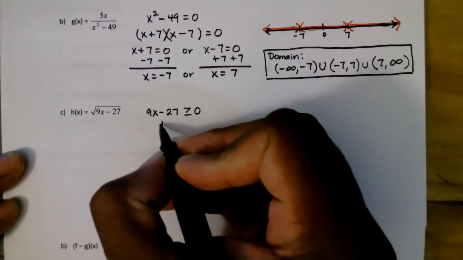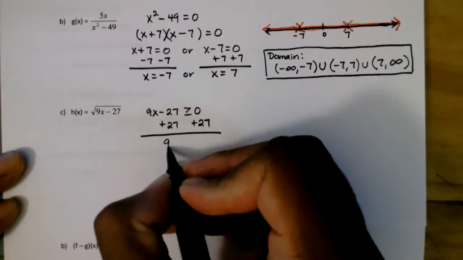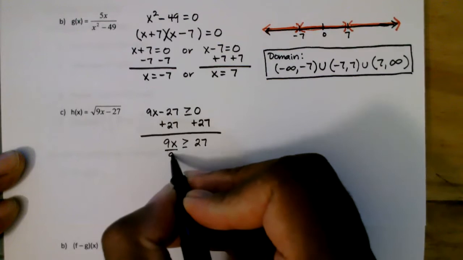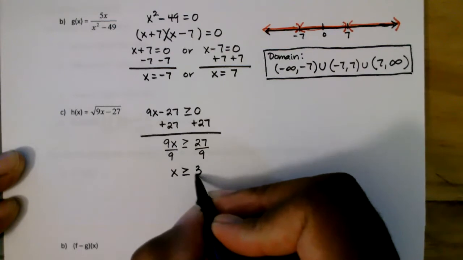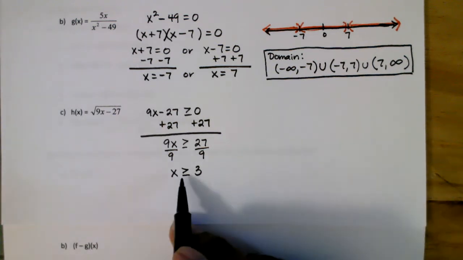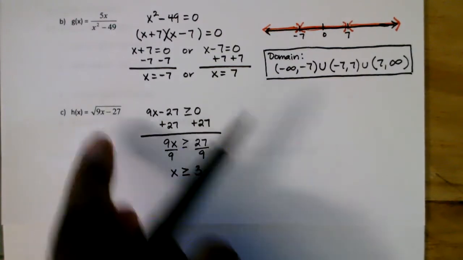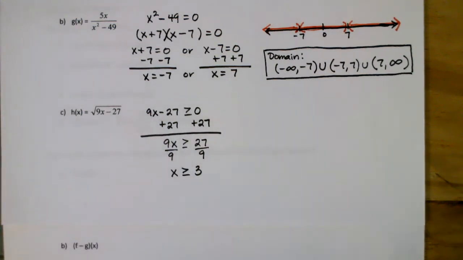So to get 9x by itself, we add 27 on both sides of this inequality. So that means 9x is greater than or equal to positive 27. Then divide both sides by 9. That means x is greater than or equal to 3. Now what that means here is this. Any x value greater than or equal to 3 would work for this function h of x. Any x value less than 3 would give us a negative underneath the radical, and we cannot take the square root of a negative number and try to get a real number from it.